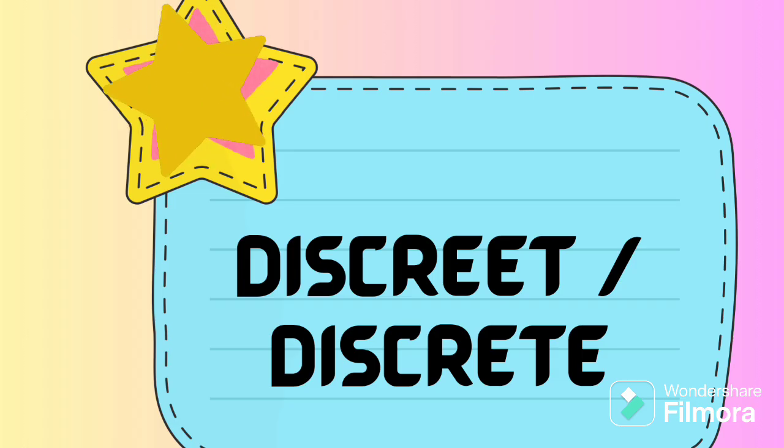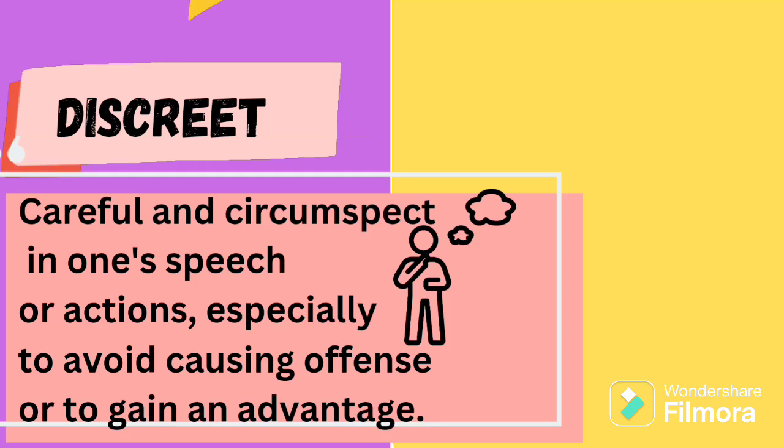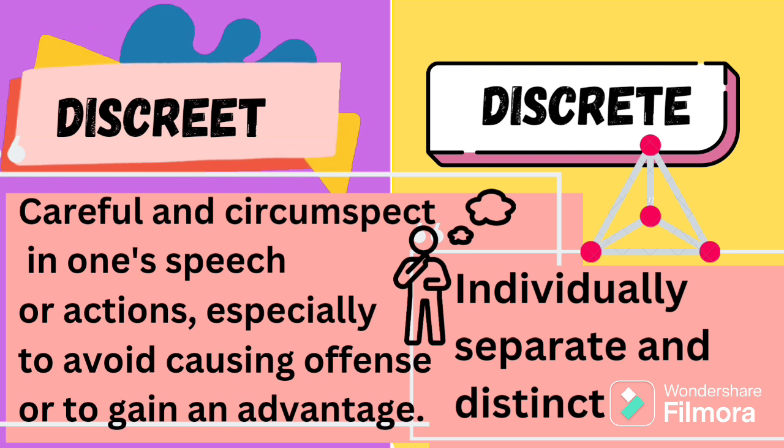Discreet, careful and circumspect in one's speech or actions, especially to avoid causing offense or to gain an advantage. Example, they had a discreet conversation in the corner of the room. Discrete, individually separate and distinct. Example, the project is broken down into several discrete tasks.